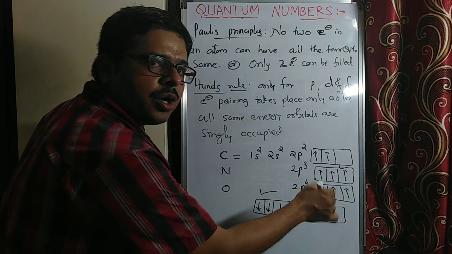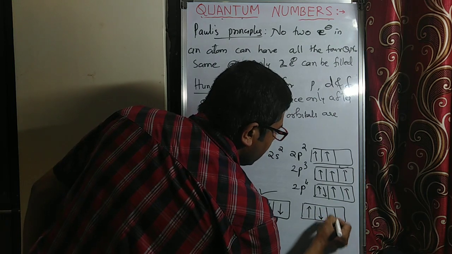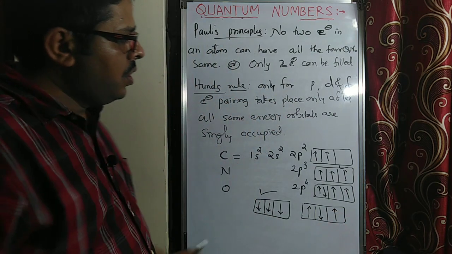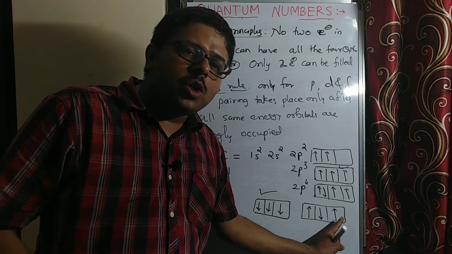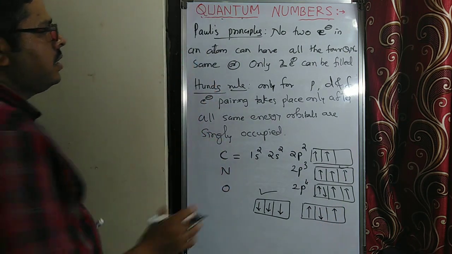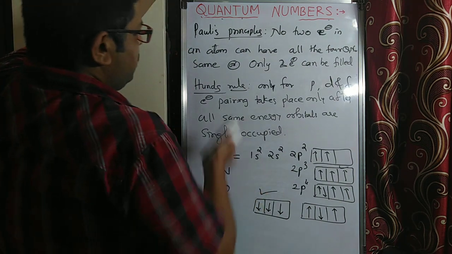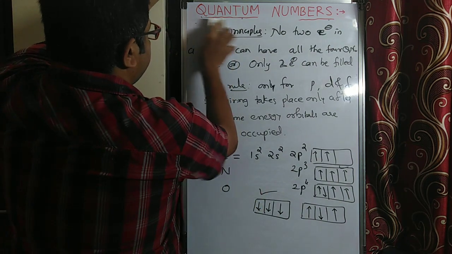But like this it is not allowed. Remember, once in a NEET question it was asked. One here like this, one here like this, one here like this is not allowed. Either all the electrons should be plus half, or all the electrons should be minus half. Remember that. This is about Hund's rule of maximum multiplicity, Pauli's principle and Hund's rule.